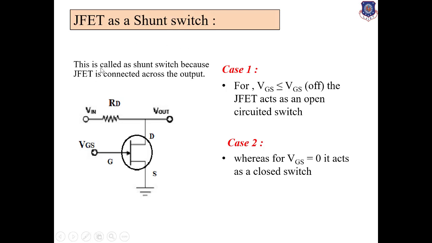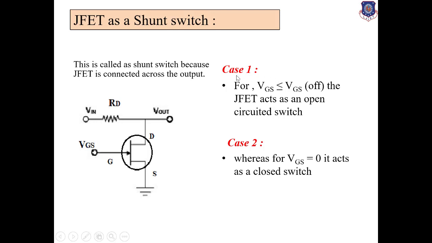So let's discuss this, which is called the shunt switch, because the JFET is connected across the output. The JFET is connected in parallel with respect to the output. This is drain, gate and source. This is the input voltage VGS. This is input, this is output, and this is the drain resistance.